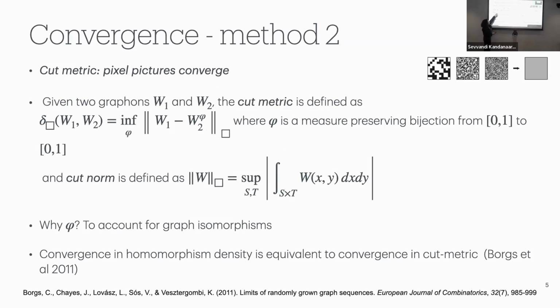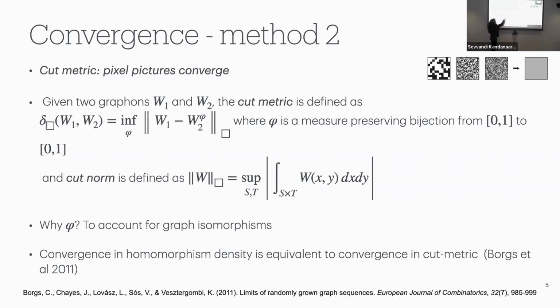So method 2 is looking directly at the pixel pictures and seeing if the pixel pictures converge. So here you have W1 and W2. You have your W1 defined on a unit square, and your W2 defined on a unit square. You see if W1 minus W2 goes to 0 along the way, like for some W that it's going to converge.